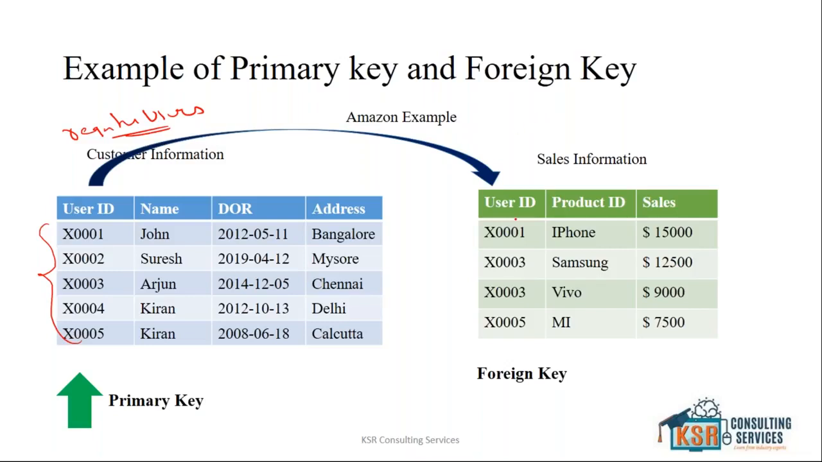Foreign. Okay, here also you have a user ID, right? Those people are already registered. X001 is already a registered user ID, but we are getting the sales information related to user ID, what type of product they have bought.